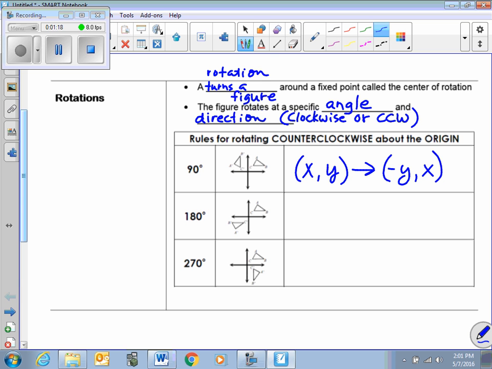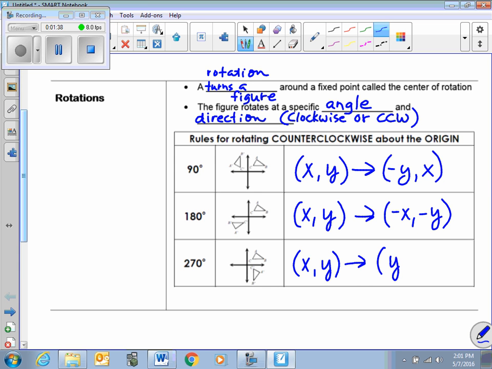And yes, you do have to memorize these. If I have a 180-degree rotation, (x, y) will map to (negative x, negative y). And if I have a 270-degree rotation, (x, y) will map to (y, negative x). Got to remember those. Okay, let me say a word about the direction, clockwise or counterclockwise.